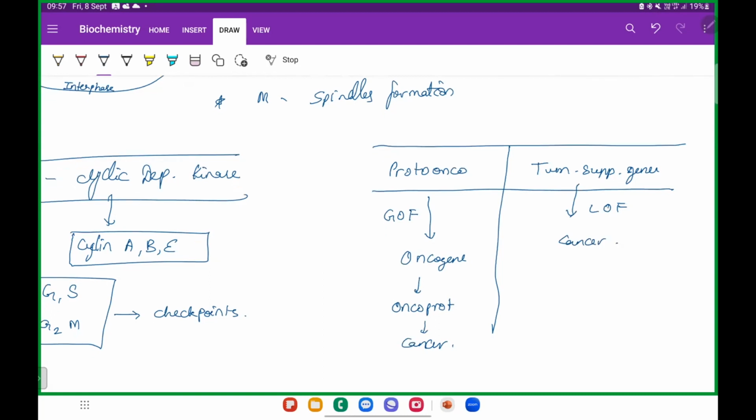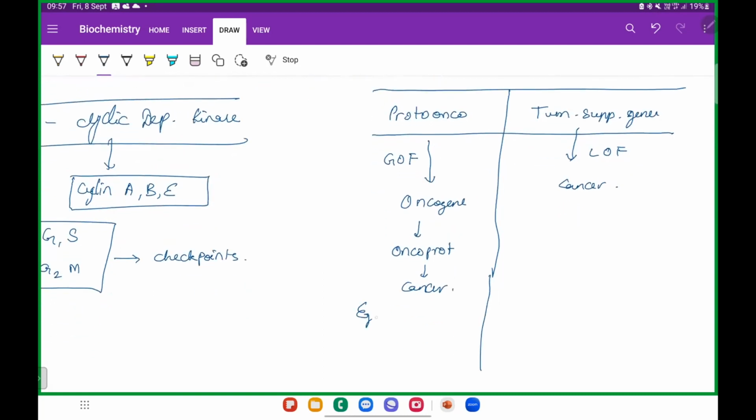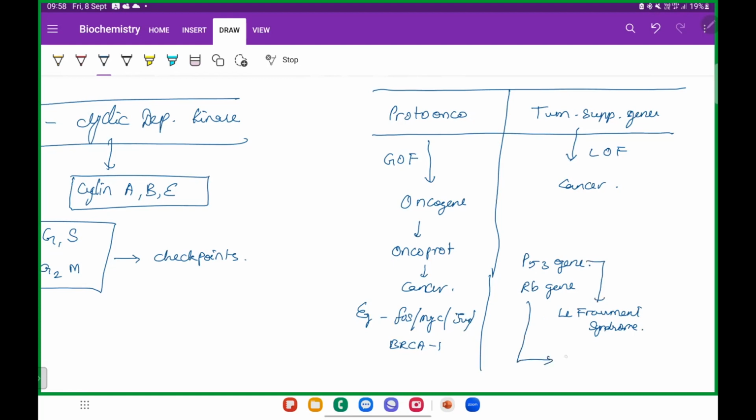We have certain examples for both of them. For proto-oncogenes, the examples are the FOS gene, MYC gene, JUN gene, and then BRCA1. Then for tumor suppressor genes, again you have P53, and the RB gene, the retinoblastoma gene. A P53 mutation forms Li-Fraumeni syndrome. Similarly, a retinoblastoma mutation causes Wilms tumor.